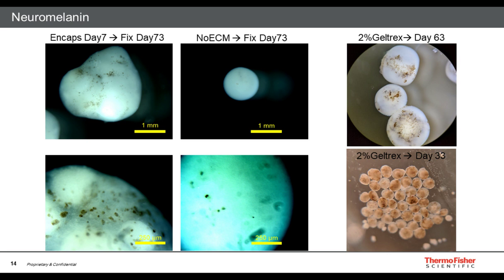Now, dilute 2% Geltrex added to the U-bottom plate also promotes neuromelanin production in the organoids. We can see the pigment easily at 9 weeks, but oddly enough, we also can detect that pigment in most of the organoids by only 5 weeks. So far, the dilute Geltrex in the U-bottom well is the only treatment that produces neuromelanin as early as 5 weeks.